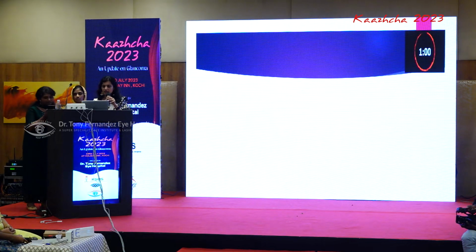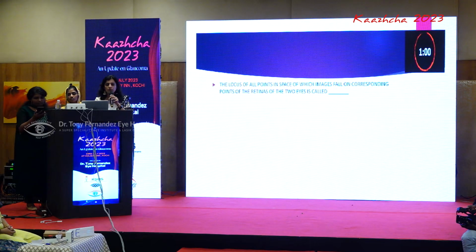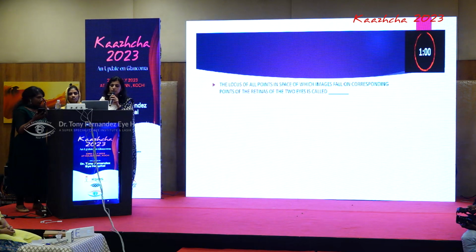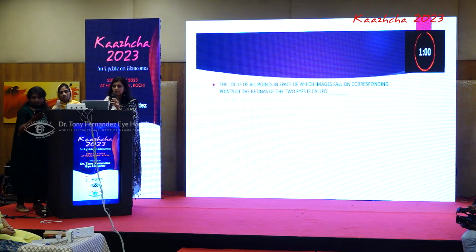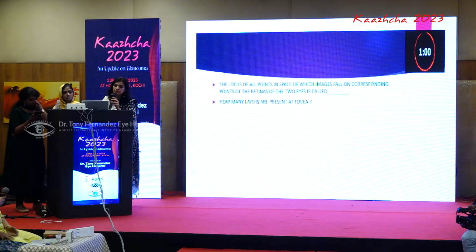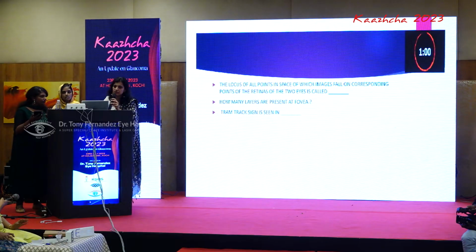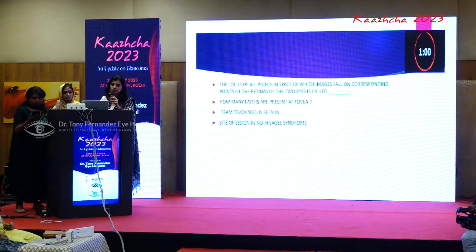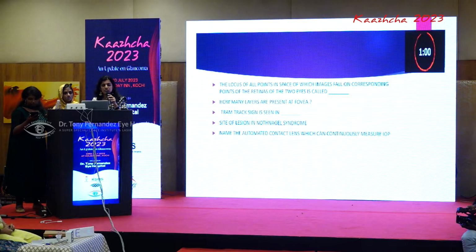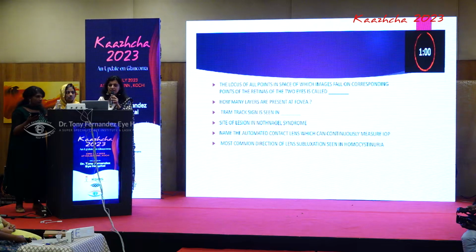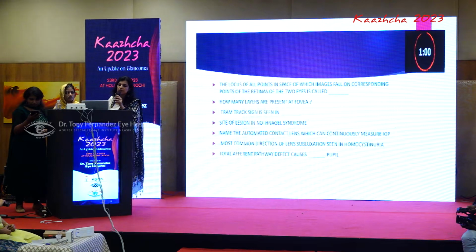Okay. Let's start. The locus of all points in space of which images fall on corresponding points of retinas of the two eyes is called? Horopter. Correct. How many layers are present at fovea? 4. Wrong. Tram-track sign is seen in? Sturge-Weber syndrome. No. Site of lesion in Nothnagel syndrome? Pons. No. Name the automated contact lens which can continuously measure IOP? Most common direction of lens subluxation seen in homocystinuria? Inferonasal. Correct.